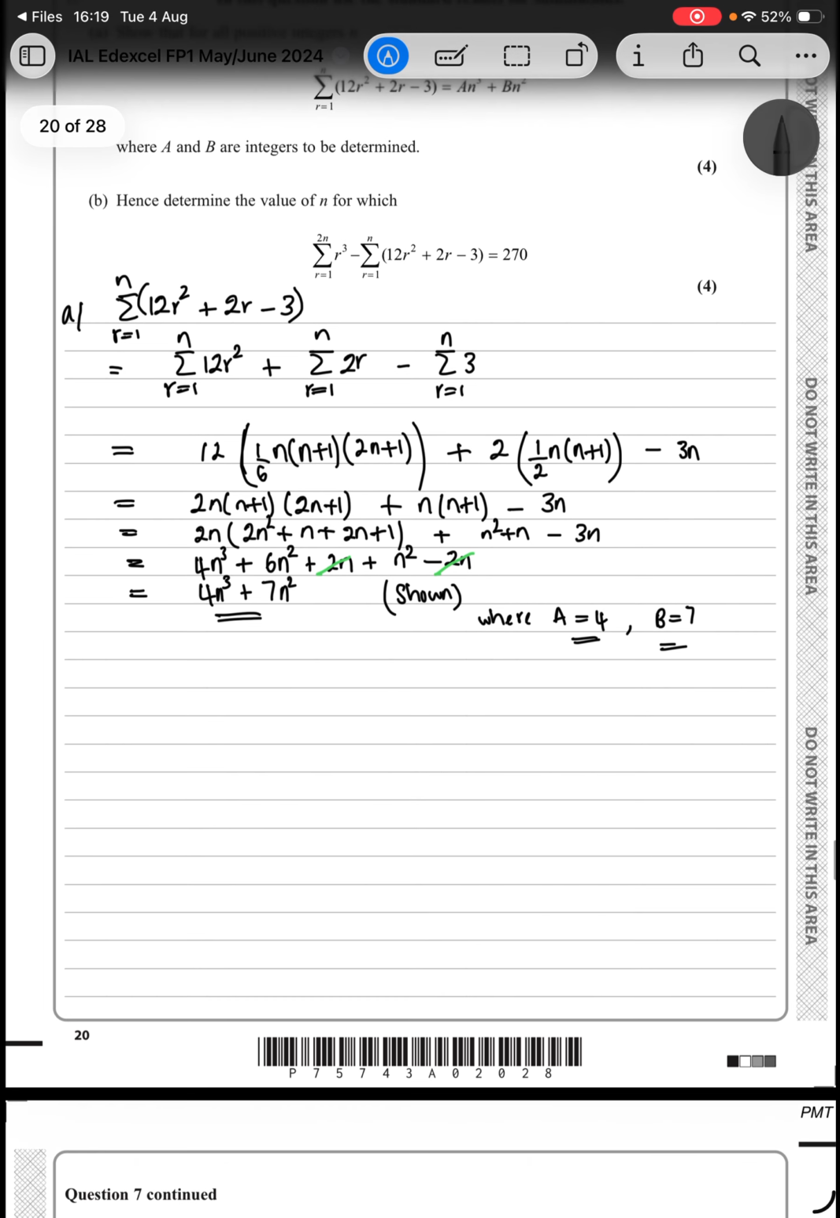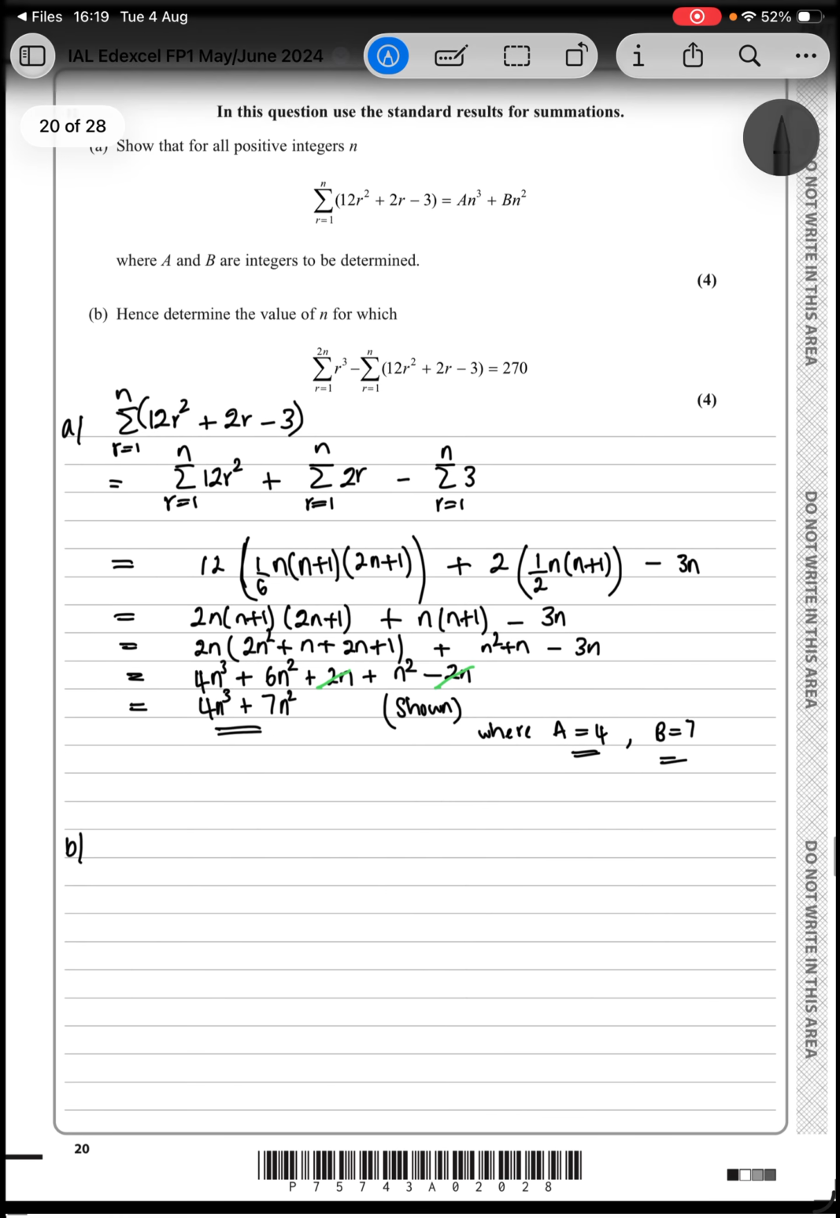Moving on to part B. Hence determine the value of n for which the summation of r cubed from r equals 1 to 2n minus the summation which we found earlier in part A is equal to 270.